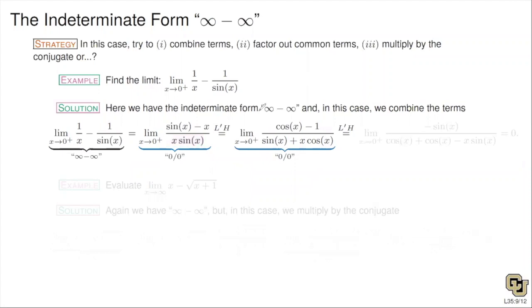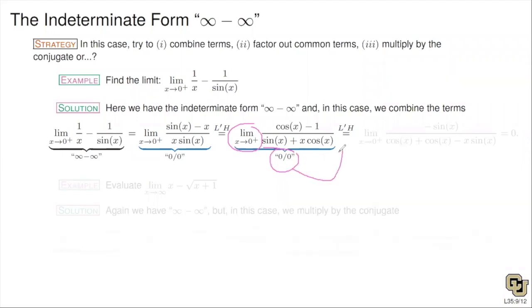I tried to apply the limit again. In the numerator, I get cosine of 0 minus 1. Cosine of 0 is 1. So the numerator gets 1 minus 1. In the denominator, I get sine of 0, which is 0, plus 0 times 1. So I get 0 over 0 again.